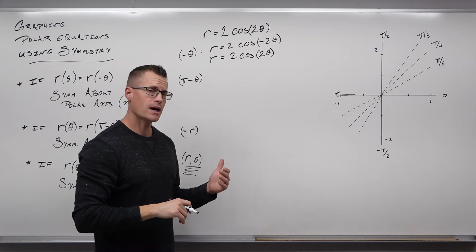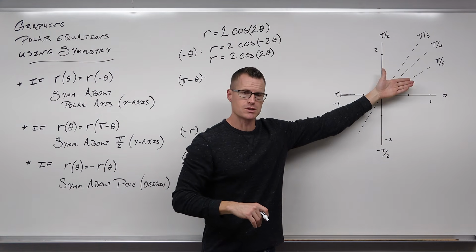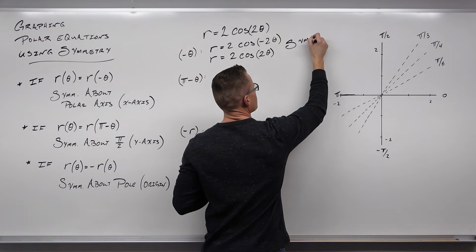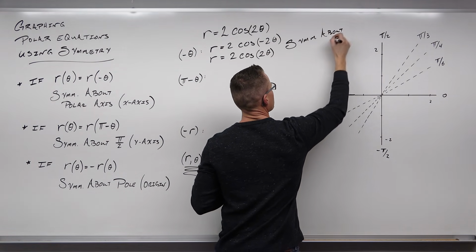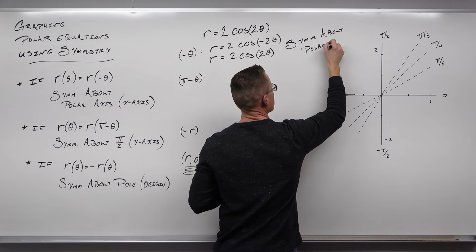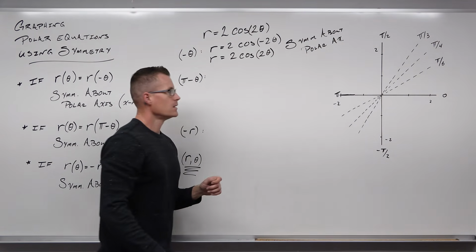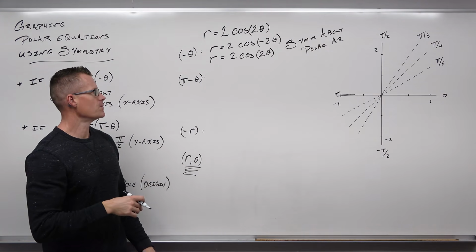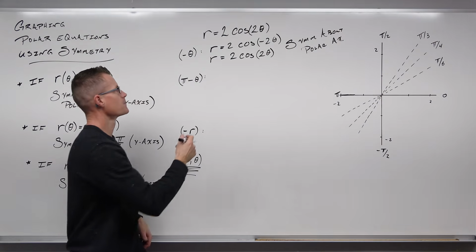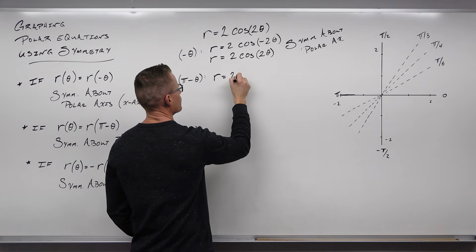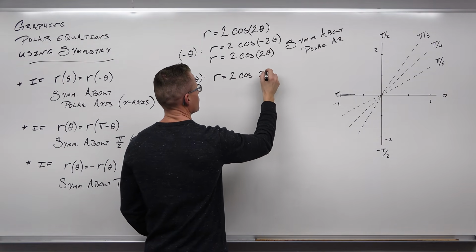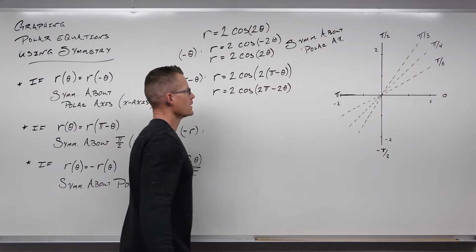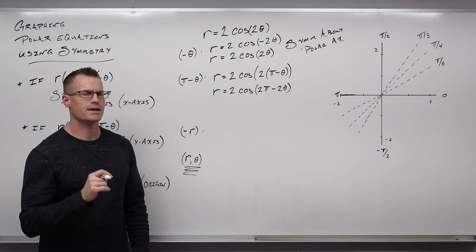And that means we're going to have symmetry about this polar axis, or the x-axis if you want to think about it that way. Now we're going to try plugging in pi minus theta, use a difference, sum or difference formula, and figure out what happens. And we end up getting 2 cosine 2 pi minus 2 theta.